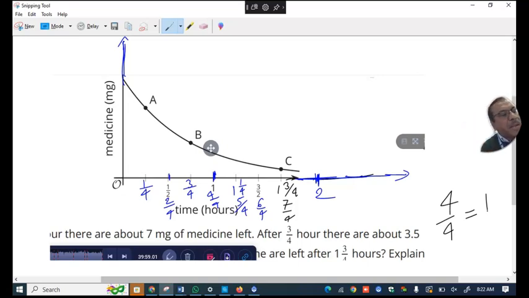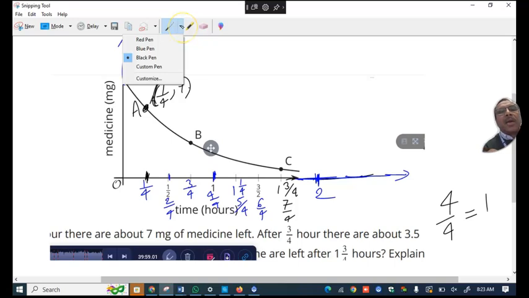Now, the question is, let me read the question. So after 1/4, that means after 15 minutes, this number that you have, I'll put this as A here. This A is at 1/4, and 7 milligrams of medicine stays in the blood. So that's what that is, okay? So let's put a color for this. So that's what this means. This is that 7. This is 7 here.